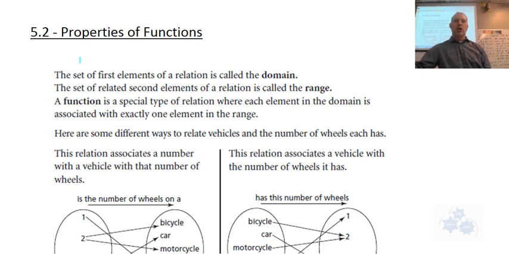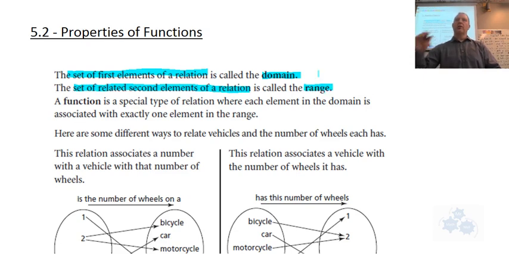Okay? The set of first elements of a relation is called the domain. This is very important. Many students throughout high school get domain and range mixed up. A lot of kids don't really know the difference, and there's not a lot of instruction, I don't think, on domain and range. It's not brought up very often. So this is what they are. The first set of elements is domain. The set of related or second elements of a relation is the range.